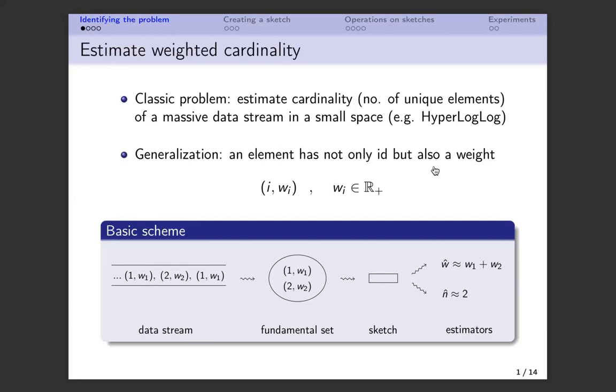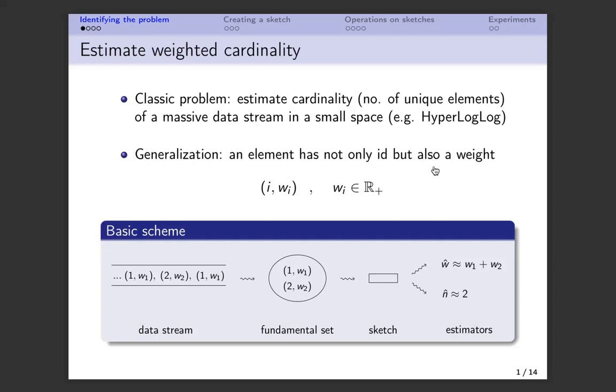The classic problem in the analysis of data streams is to estimate the cardinality, that is, the number of unique elements in a stream. The best known algorithm for this task is HyperLogLog. In my paper, I generalized this problem by adding weights to elements. So each element of a stream has now not only identifier i, but also a positive real weight w_i.